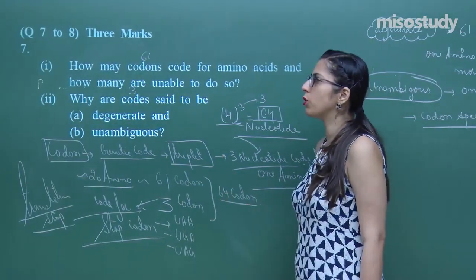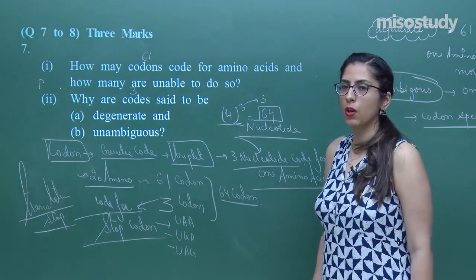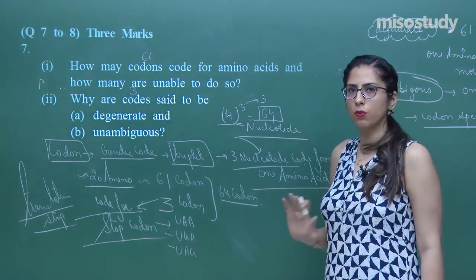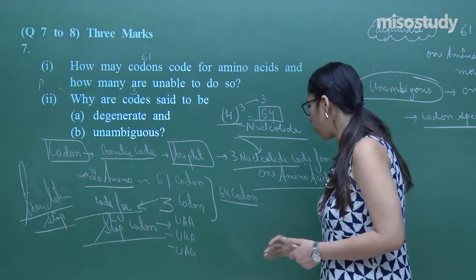Now, come back to the question. This was a 3-mark question, and this is how you have to attempt it. Hope whatever queries were in your mind related to the genetic code are clear to you. Now, let's move to the next question.